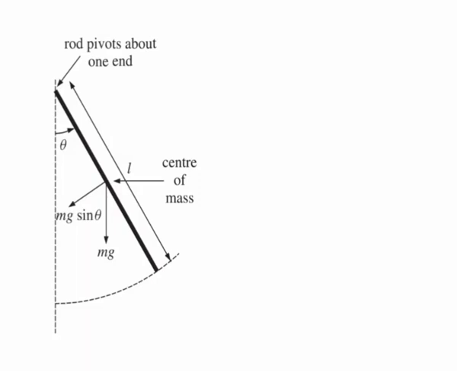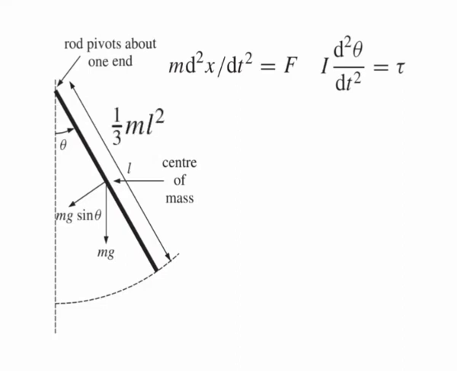For a rotating system, Newton's second law for linear systems, m d²x/dt² = F, becomes I d²θ/dt² = τ. Here I is the moment of inertia of the body about its axis of rotation and τ is the applied torque. The moment of inertia of a uniform rod of length L about an end is equal to 1/3 mL², and its center of mass is located at its midpoint.